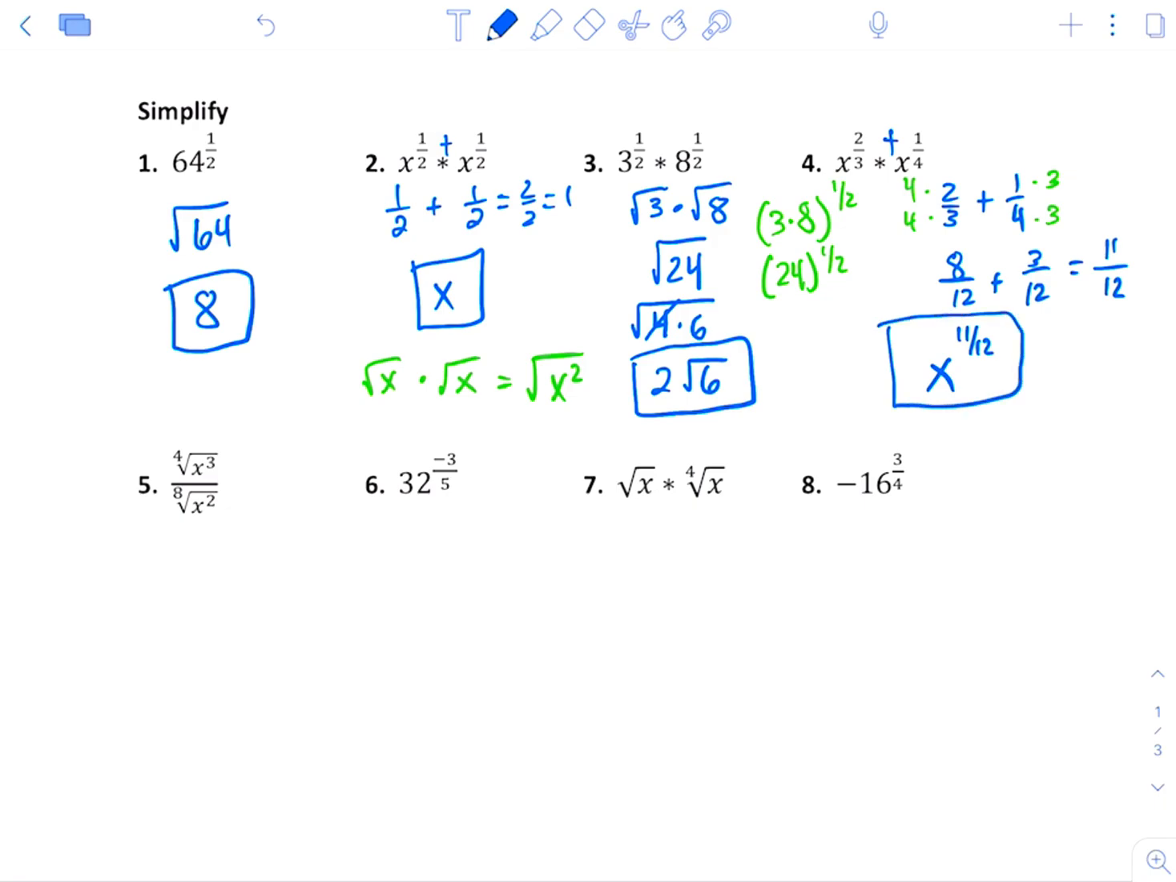And we can leave our answer just like that, or if you really wanted to, if we switch forms, this would be the 12th root of x to the 11. So these answers mean the same thing, but I would just leave it like this.